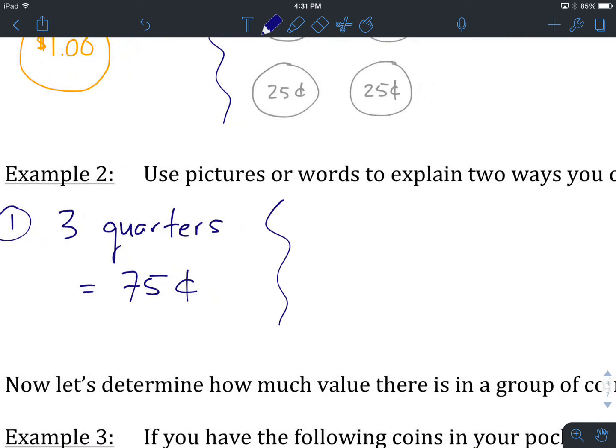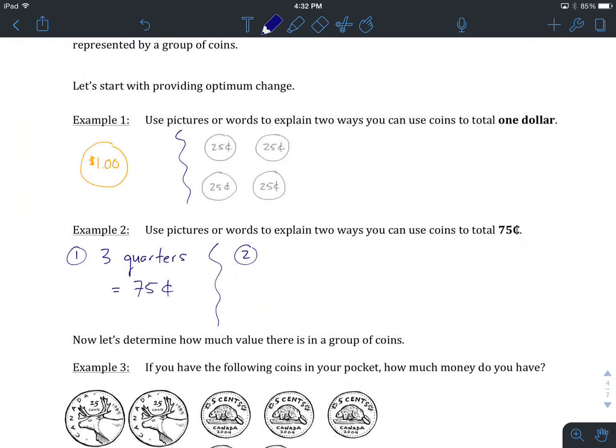Now let's consider a second way. What I'm going to get you to do right now is hit pause in the video. I'd like you to brainstorm a second way to come up with 75 cents using just coins. When you're done, come on back to the video. Okay, you've come back. Now there's going to be lots of different answers here. I'm going to give you one of them, and as long as it totals up to 75 cents, yours and mine can be different answers for number 2.